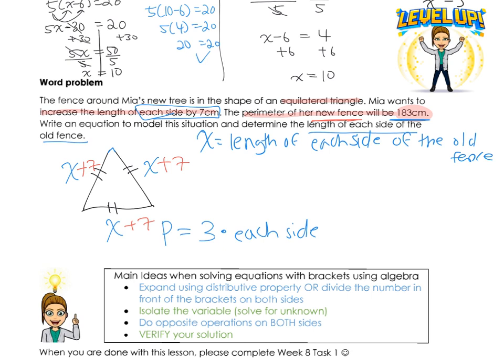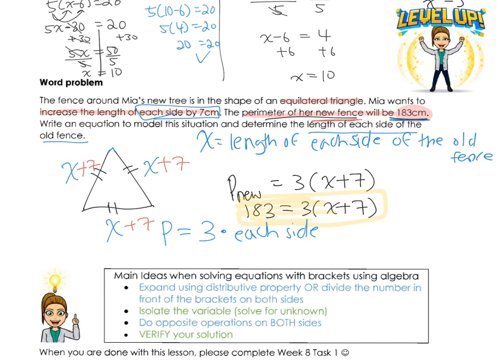So to get the perimeter of her new fence, we're going to go 3 times (x + 7). And the question tells us that the perimeter of the new fence is 183. So it is 183 = 3(x + 7). Okay, so here's the equation that we're going to work with. This is the equation that models the situation. And we just have to solve for x to get the length of the side of the old fence.